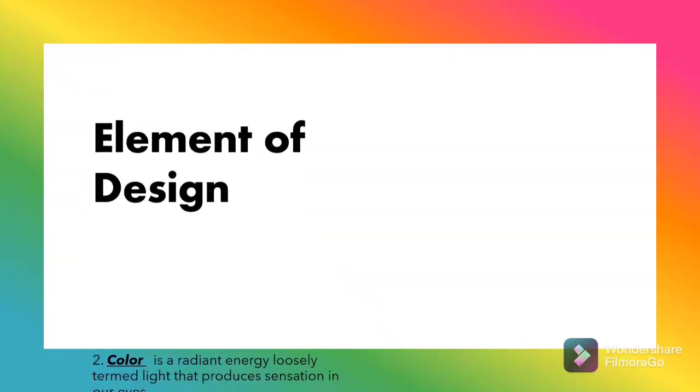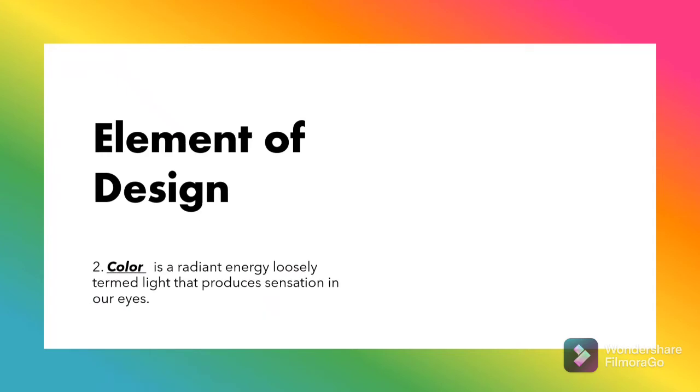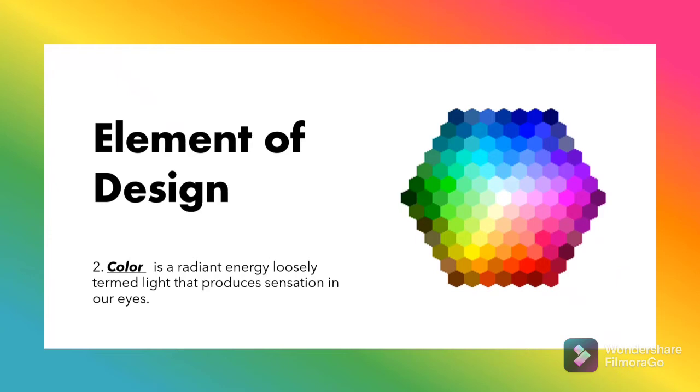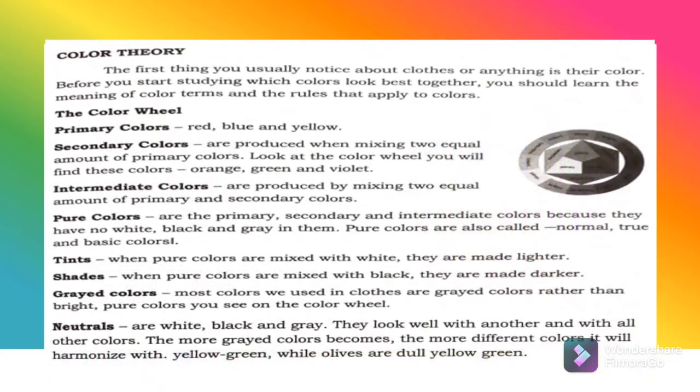The element of design number two is color. Color is a radiant energy, loosely termed light, that produces sensation in our eyes. The first thing you usually notice about clothes or anything is their color. Before you start studying which colors look best together, you should learn the meaning of color terms and the rules that apply to colors. Primary colors are red, blue, and yellow.